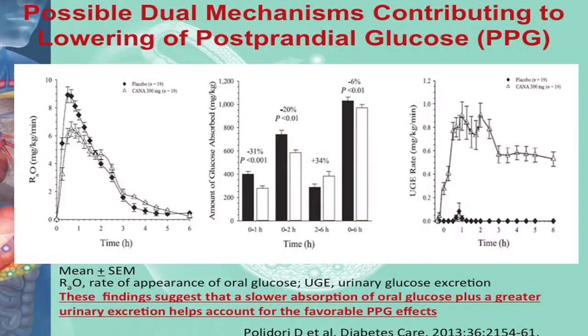Okay? Or you can see the same thing with a mixed meal. And you can look at urinary glucose excretion. Okay? And what you see is that this is glucose absorption. This is urinary glucose excretion. And what you see is that there is, in fact, a reduction in glucose absorption in the gut under the influence of this SGLT2 inhibitor, which now has crossover specificity for the SGLT1 receptor.